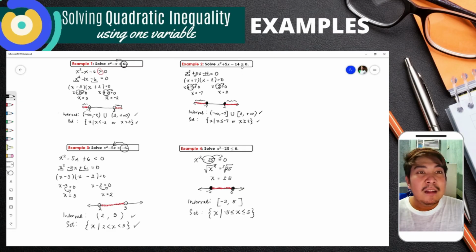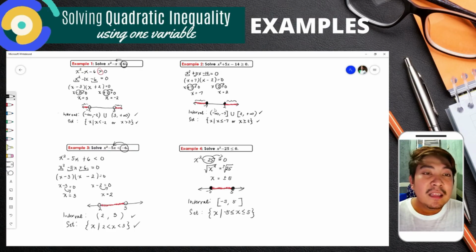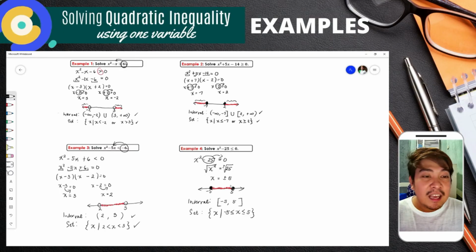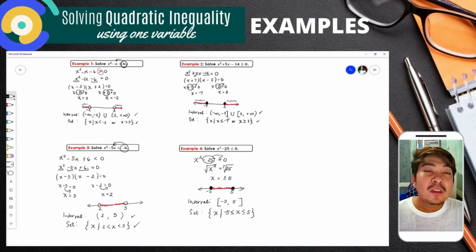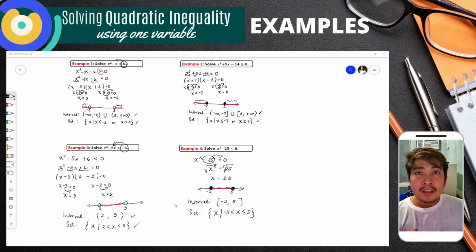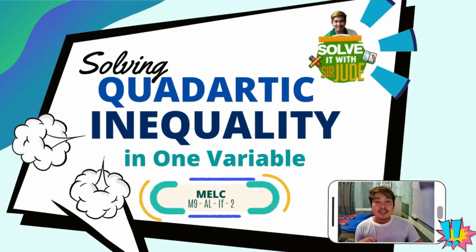Unlike kapag greater than or equal, may mga equal signs sa ibaba, ang ating dots will be closed. Okay? Or shaded. Ayan. Just like in the examples. And the critical points will be included. So those critical points will be enclosed by brackets. So ito yung mga paraan kung paano ka magsosolve ng quadratic inequalities in one variable.